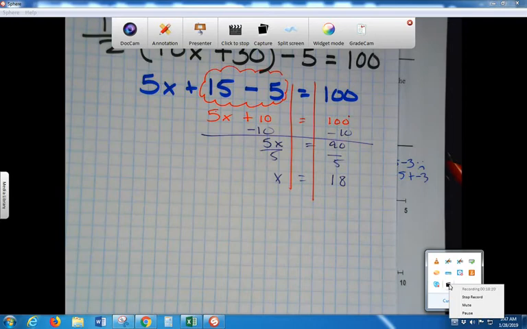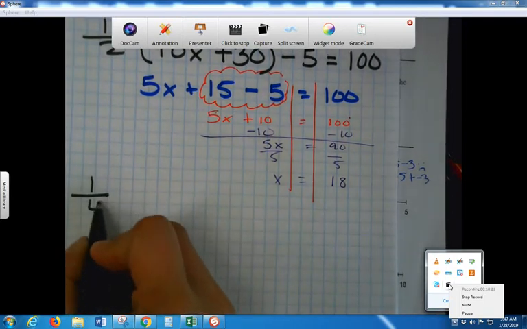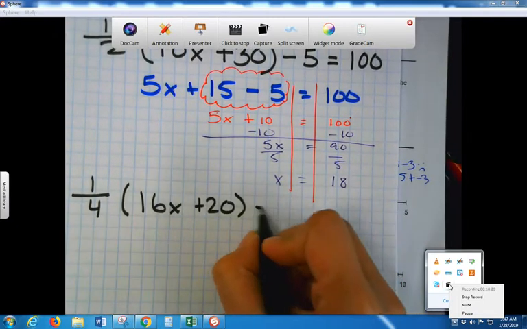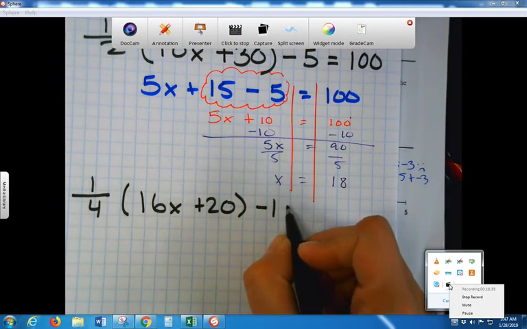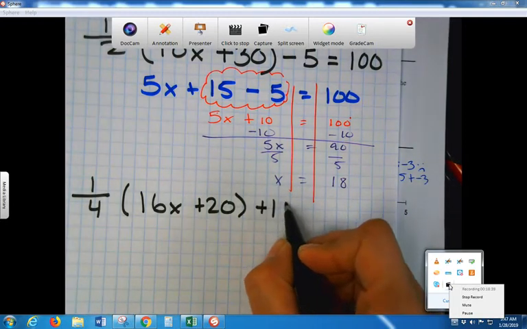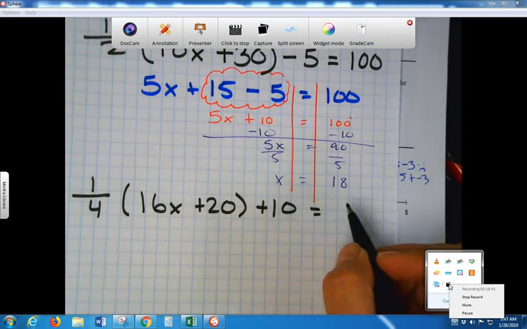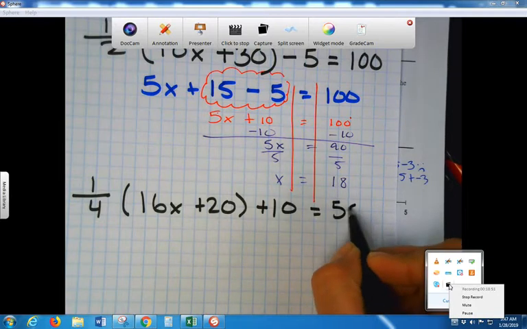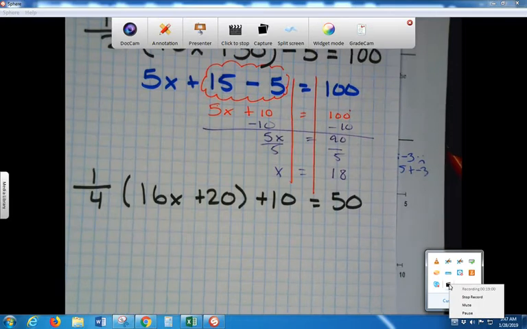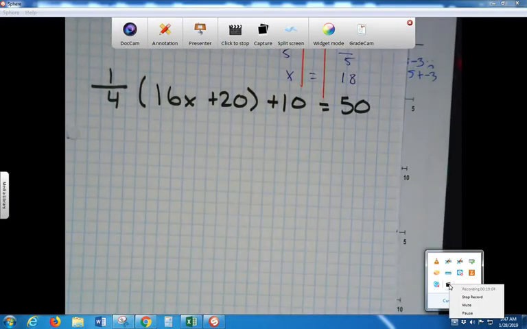Let's see if you guys can handle this. Change that to plus 10. Let's try 50. We'll see what happens with 50. Oh, no. So you don't have one half. You have one fourth. But you can turn one fourth to one half, right? No. Okay. Would be nice, but you can't.